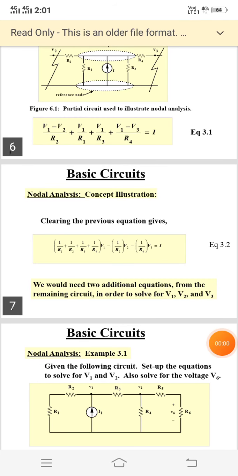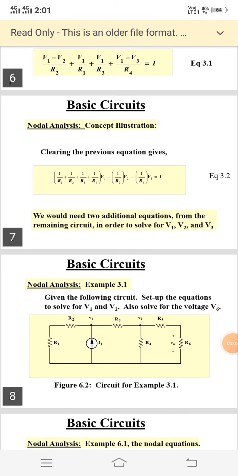Methods of nodal analysis. In this nodal analysis, we will give most preference to node voltage. A node is a junction having input current and output current. Input current means current entering that point. Output current means current leaving from this node, which is called nodal analysis.